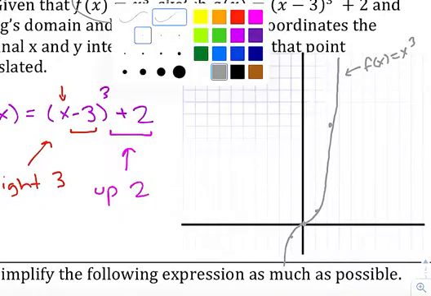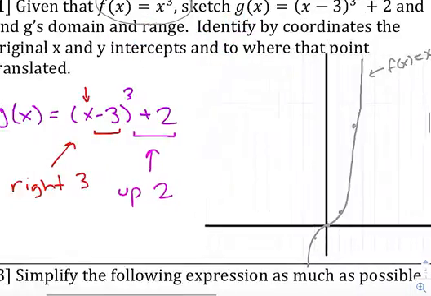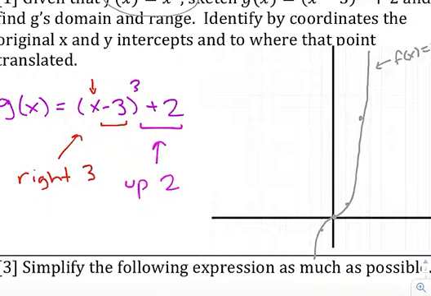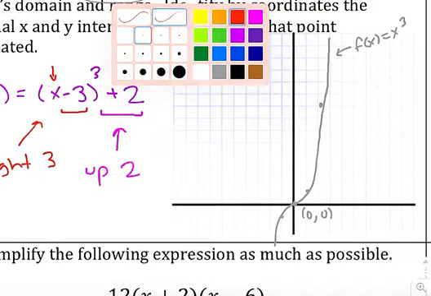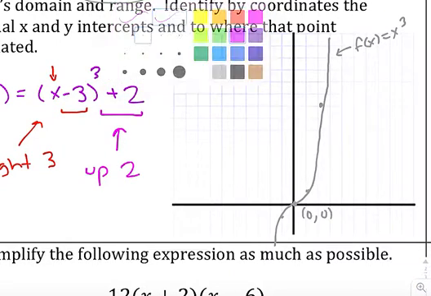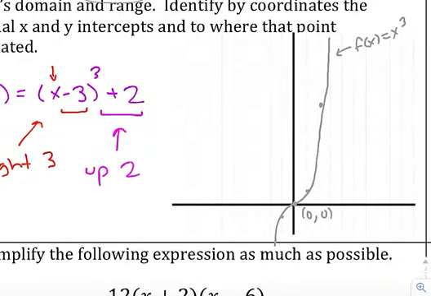So now if we want to map out our new function, we can think of this as just shifting to the right 3 and up 2, which means we can actually do a point-by-point analysis. So if this point right here was 0, 0, and we're shifting to the right 3 and up 2, we can think of this as 1, 2, 3 right, up 2, and so our new point should be 3, 2.